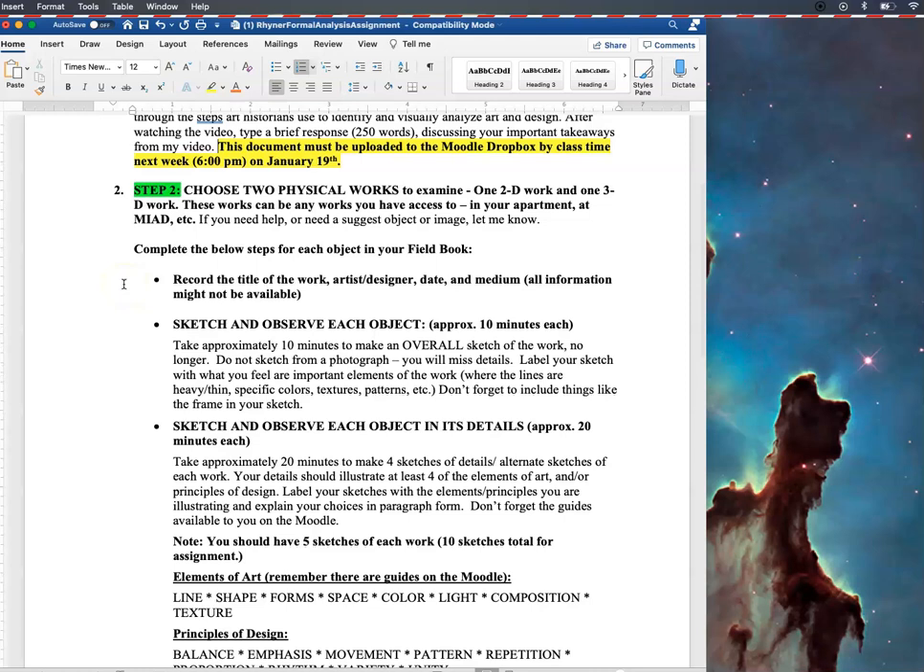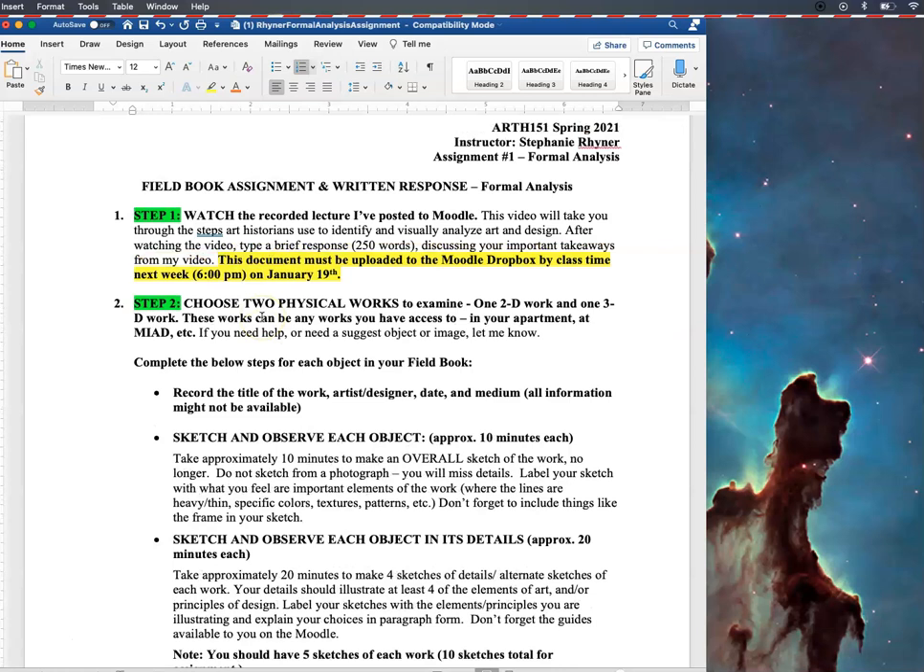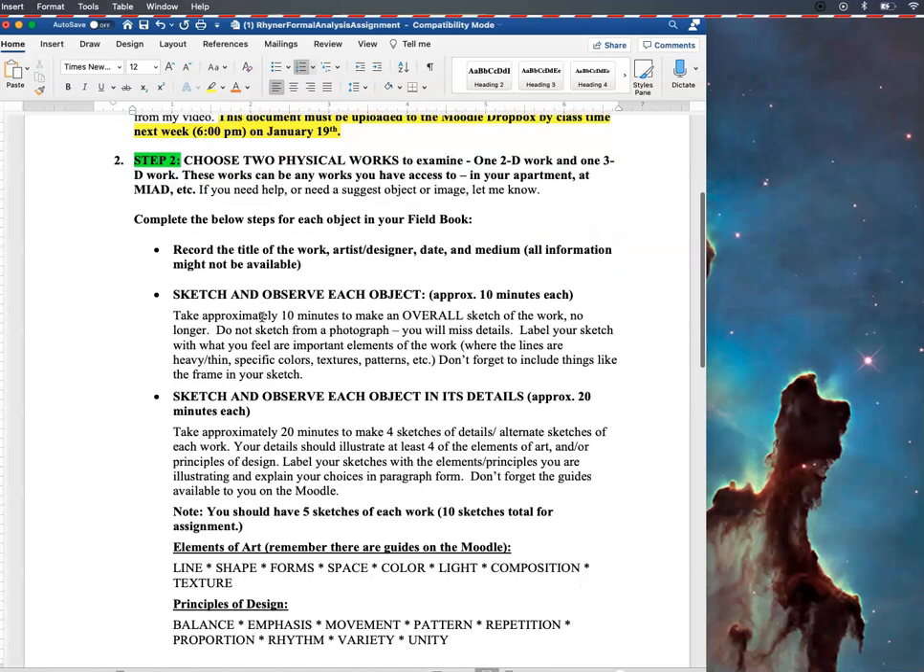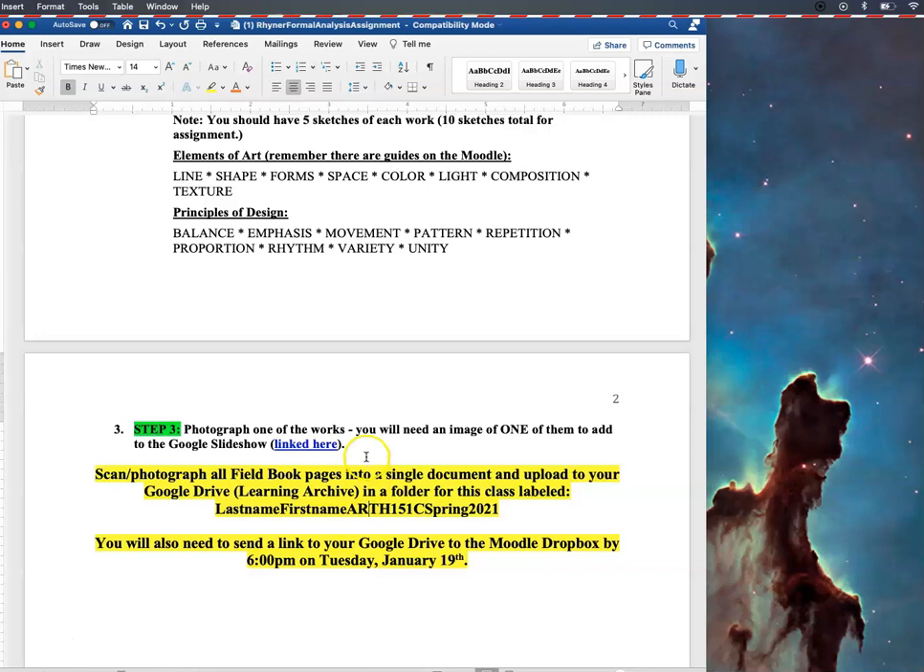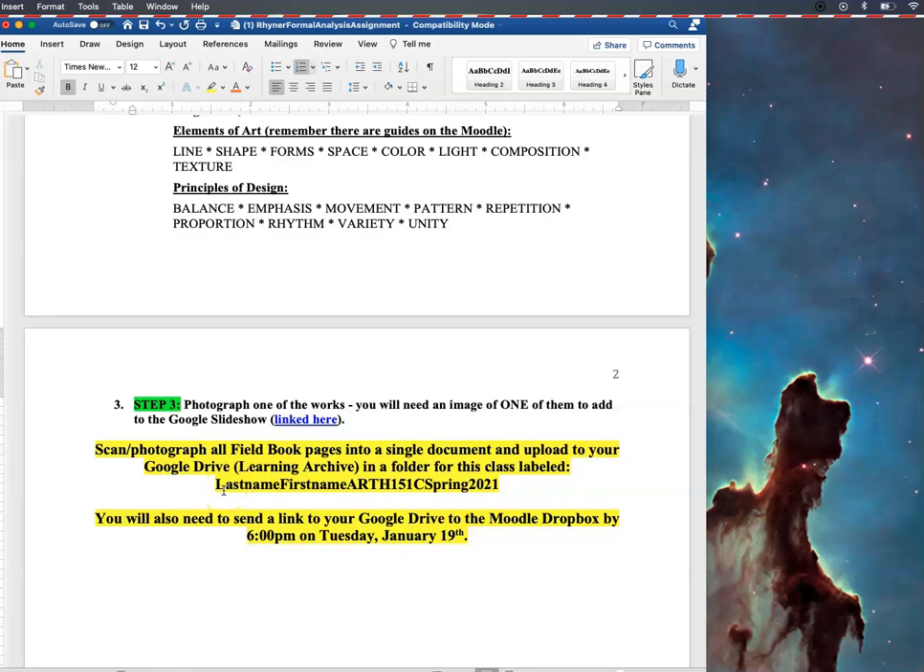But this has general information about going through and thinking about those works and then photographing them, and then we're going to talk about them next week. But you'll be uploading them to a Google slideshow, which I've created that is shared with everyone as well. So make sure to do that and to submit it by class time next week.